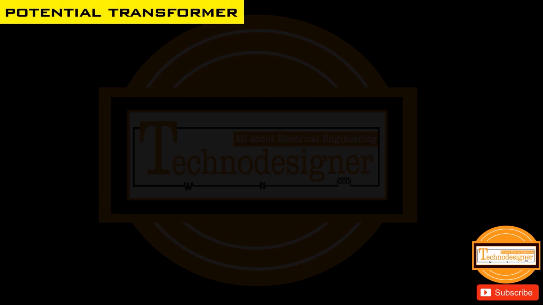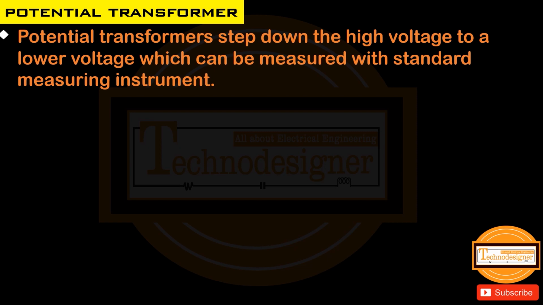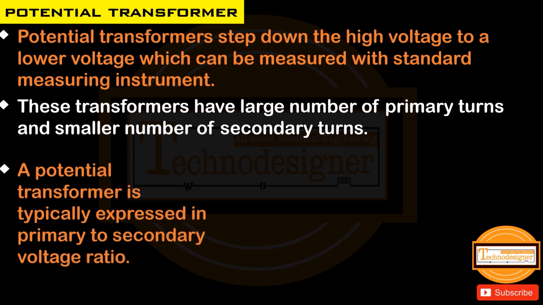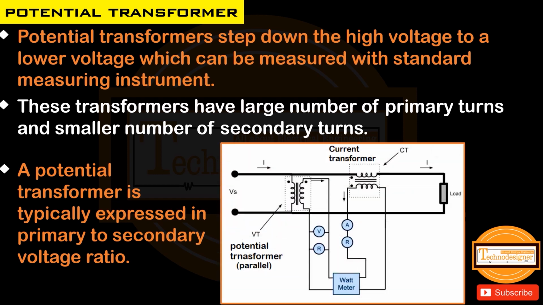Potential transformer. Potential transformers step down the high voltage to a lower voltage which can be measured with a standard measuring instrument. These transformers have a large number of primary turns and a smaller number of secondary turns. A potential transformer is typically expressed in primary to secondary voltage ratio. A potential transformer is attached in parallel with the circuit.